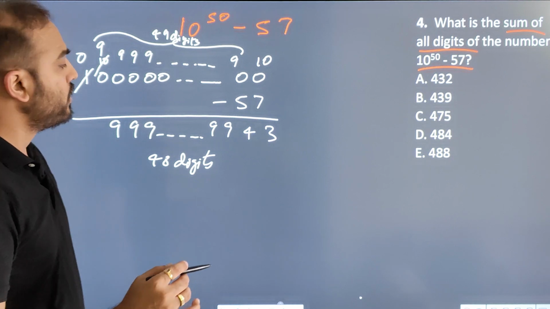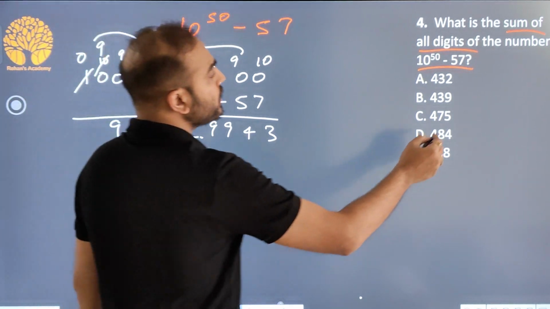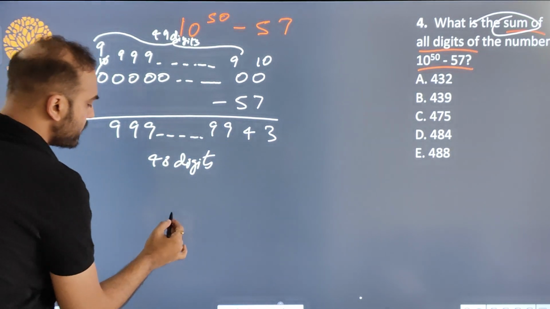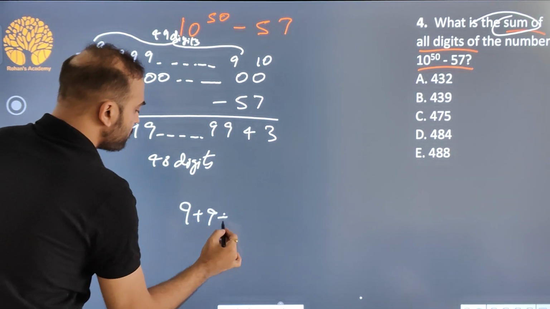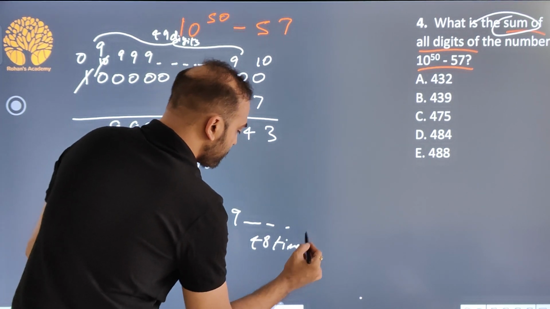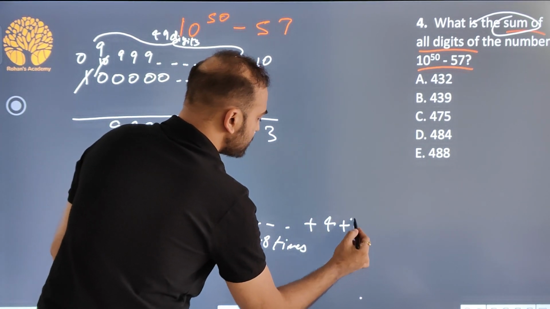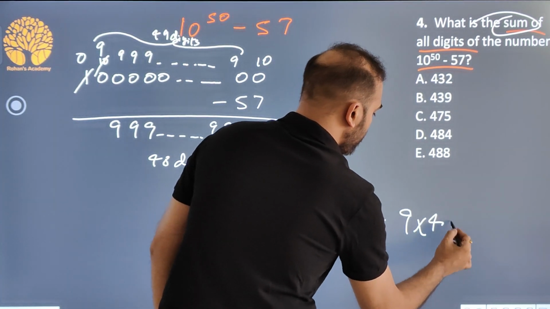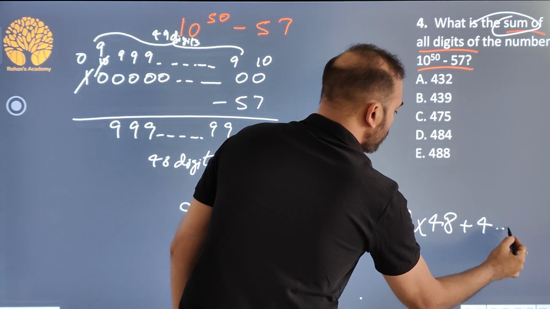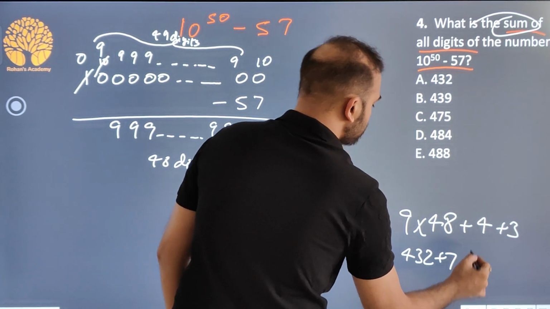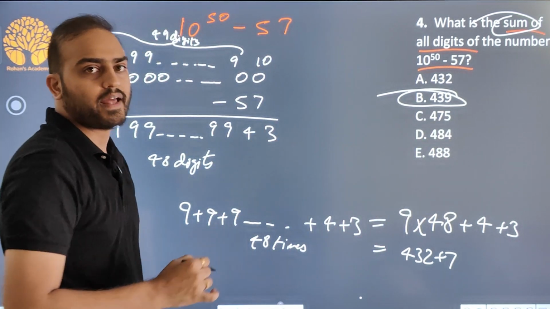Okay, now what do we want? We want the sum of the digits, right? So the sum of the digits will be 9 plus 9 plus 9, 48 times, plus 4 plus 3, right? So that is 9 times 48 plus 4 plus 3, that is 432 plus 7, 439.